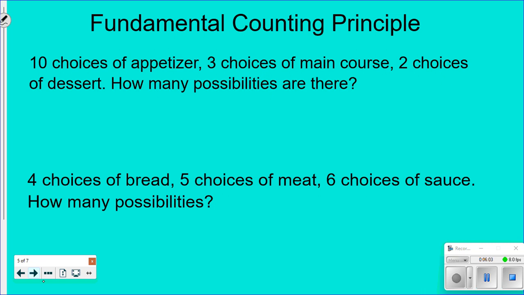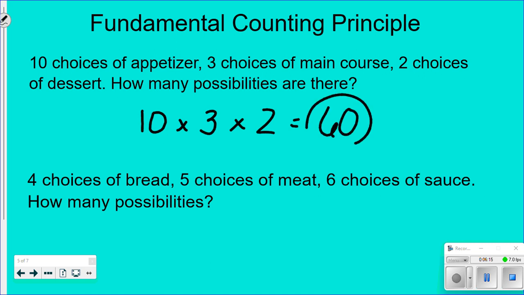And this is very simple. You would take your choice of appetizers times your choice of main course times your 2 choices of dessert, and multiplying all those together, I already know that there's going to be 60 possibilities. So my tree diagram would actually be really, really big because I'd have to have 60 different possibilities in there. So all I have to do when I'm asked for possibilities is multiply them all together. That's all it takes.